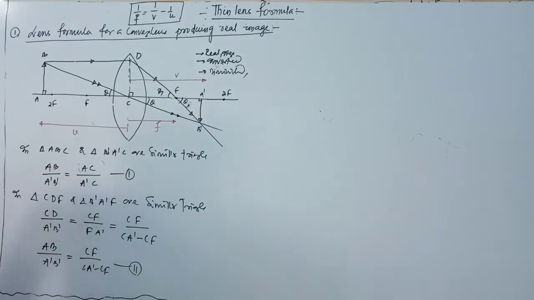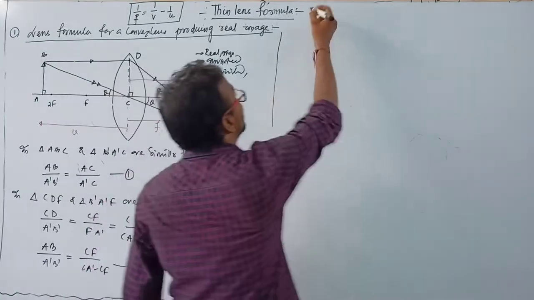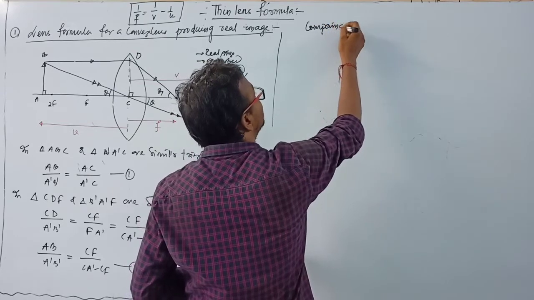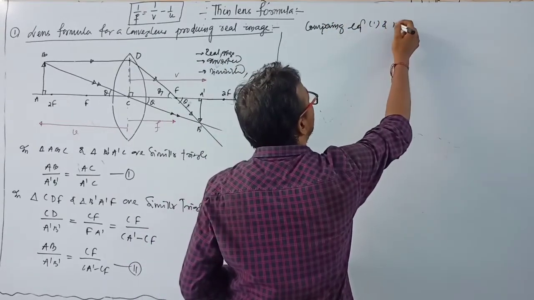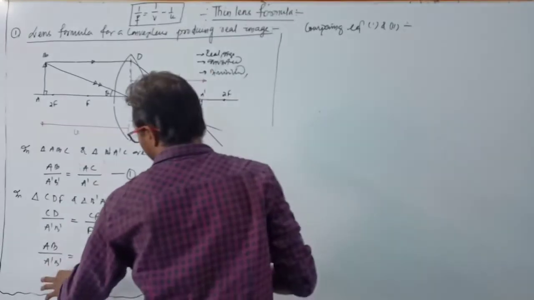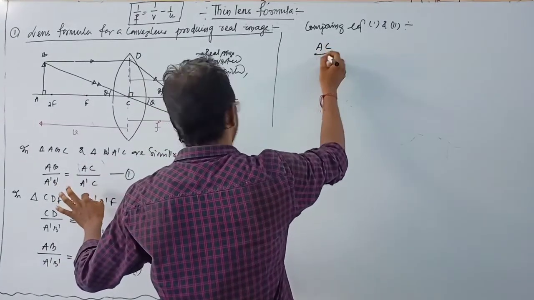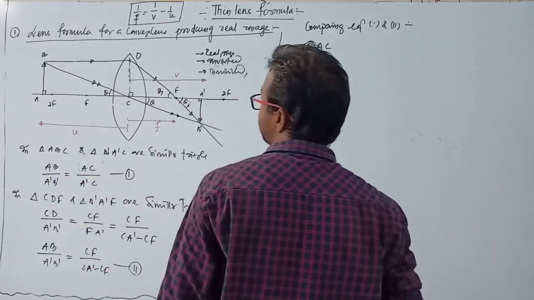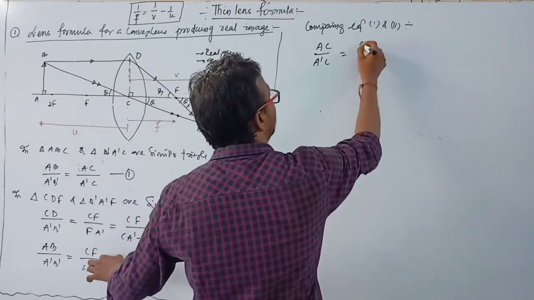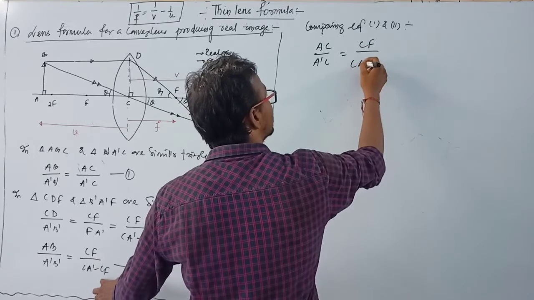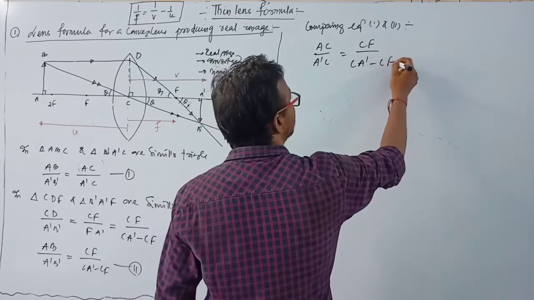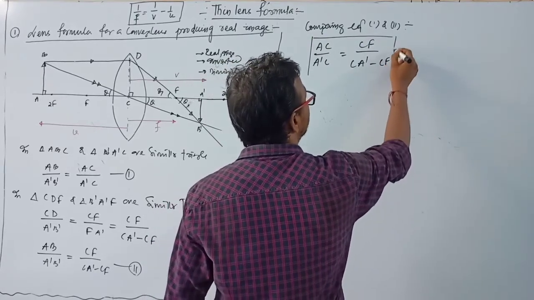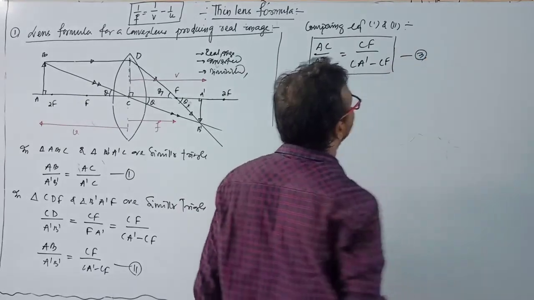This is equation number 2, and equation number 1 here. So now comparing equation 1 and 2, the left hand sides are equal, so the right hand sides must be equal. That is, AC divided by A dash C equals CF divided by CA dash minus CF. This is equation number 3.